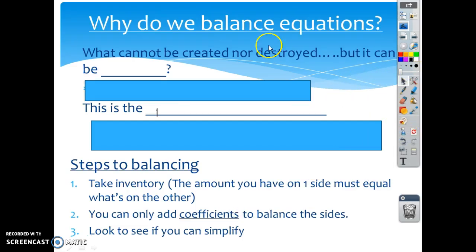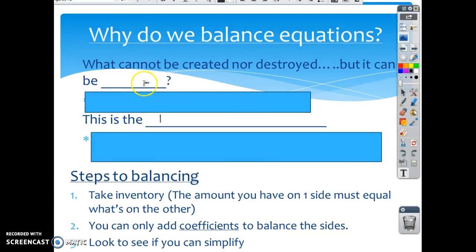Good. Okay, so why do we balance equations? We do this because matter cannot be created or destroyed. It can only turn into something new. This is the law of conservation of matter. Okay, so let me type that in here. Matter cannot be created or destroyed, but it can be transformed into something new, and that is the law of conservation of matter.